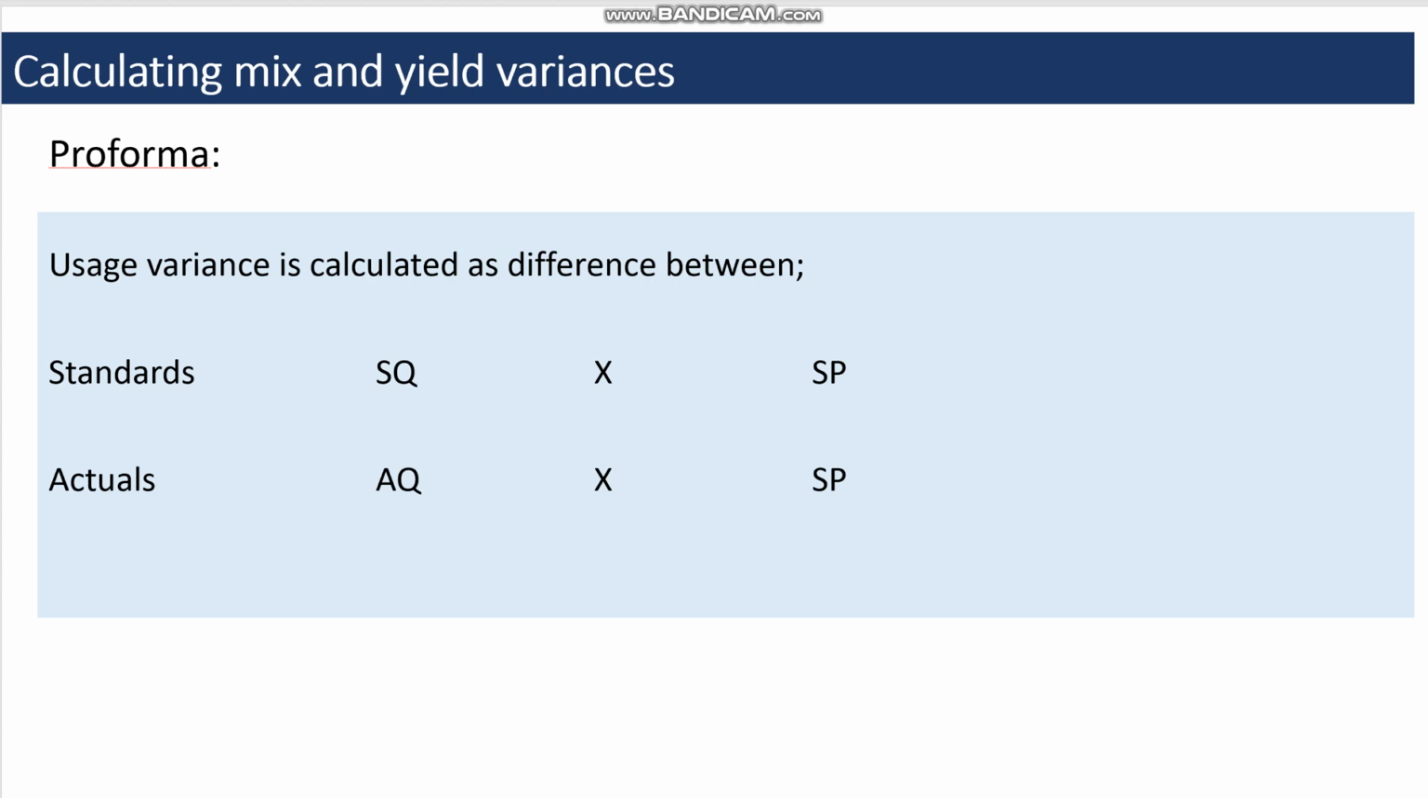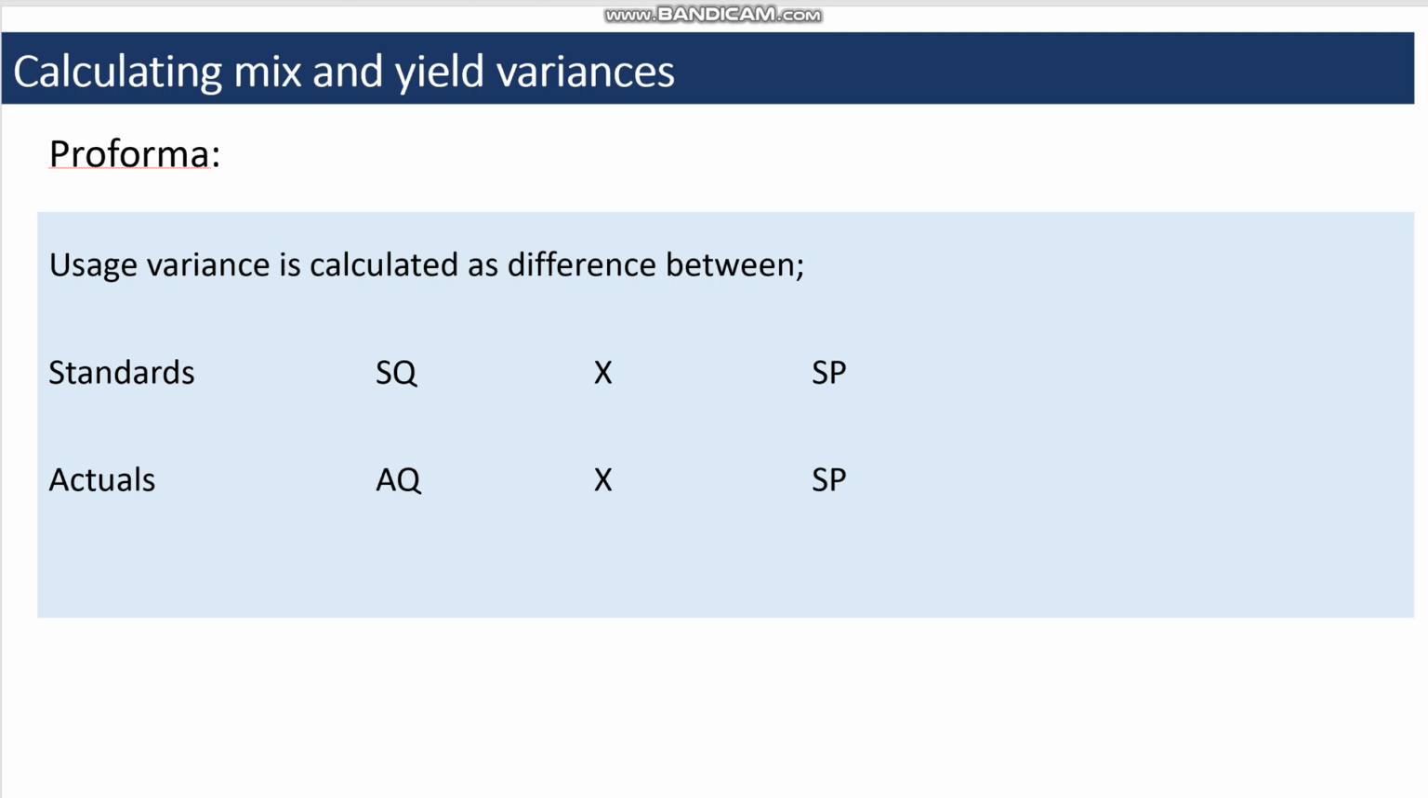So standard quantity times standard price minus the actual quantity times standard price. So prices are always kept at standard as a constant. So the difference for the usage is only between standard quantity and actual quantity to produce the actual output. Now, this is the usage variance pro forma as a basic variance.